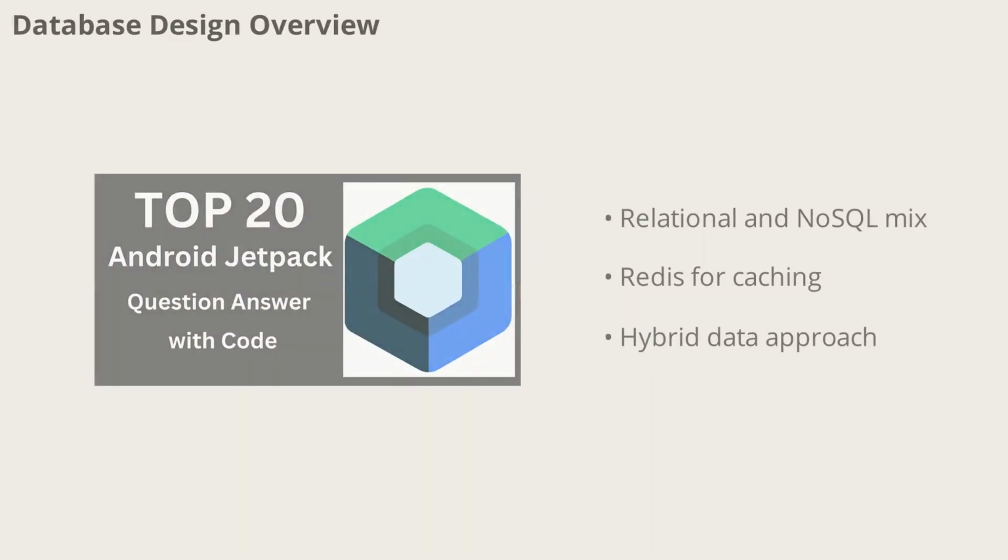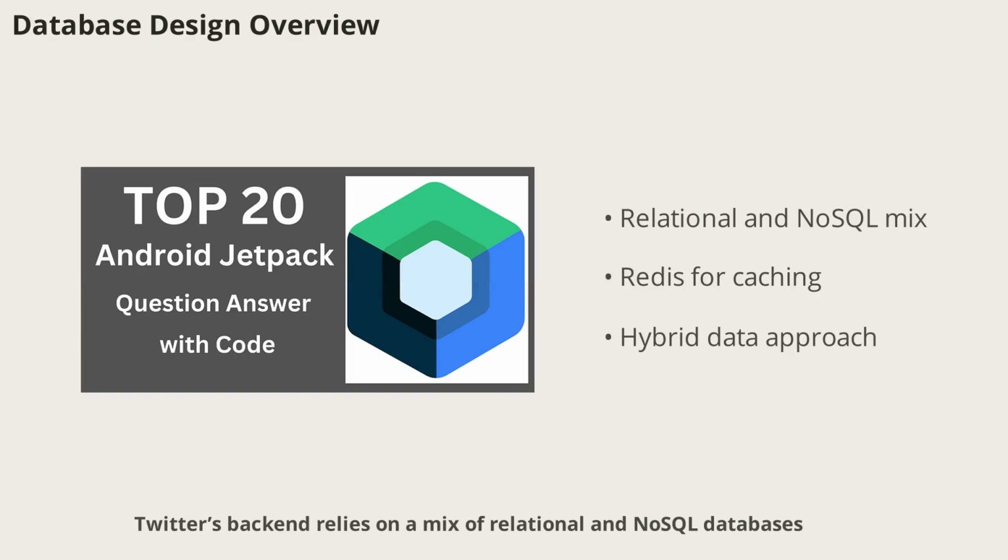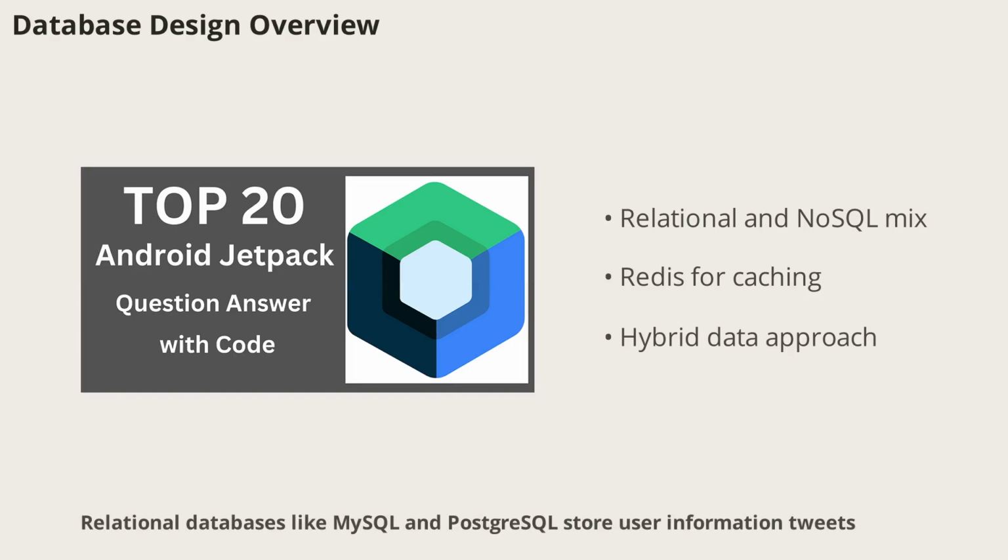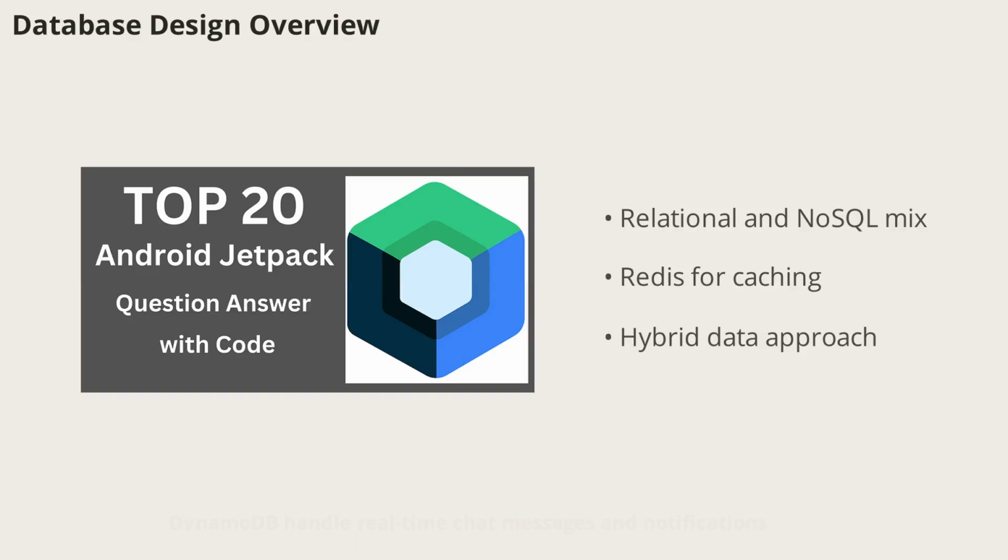Twitter's backend relies on a mix of relational and NoSQL databases. Relational databases like MySQL and PostgreSQL store user information, tweets, and follower relationships. NoSQL databases such as Cassandra and DynamoDB handle real-time chat messages and notifications. In-memory databases like Redis and Memcached are used for caching timelines and rate limiting. This hybrid approach balances consistency, scalability, and performance across different types of data.